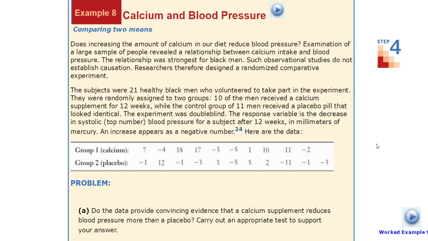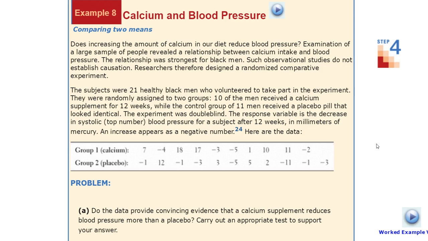So let's take a look now at the other situation, our hypothesis test. In the calcium and blood pressure example on pages 645 and 646, we have 2 groups of healthy black men who volunteered to take part in an experiment to see if there was a relationship between calcium intake and blood pressure. Group 1 was randomly assigned to take a calcium pill, group 2 was randomly assigned to take a placebo. Notice there are 21 men, 10 in one group and 11 in the other.